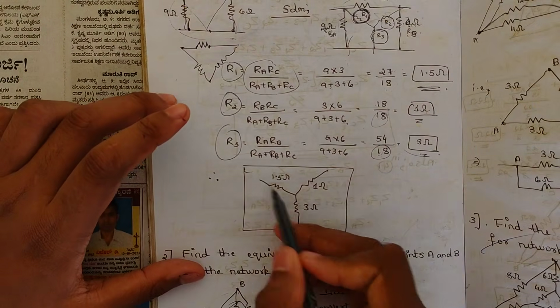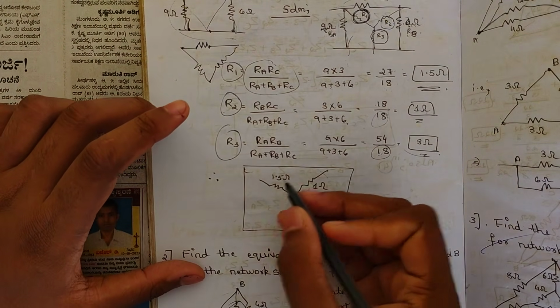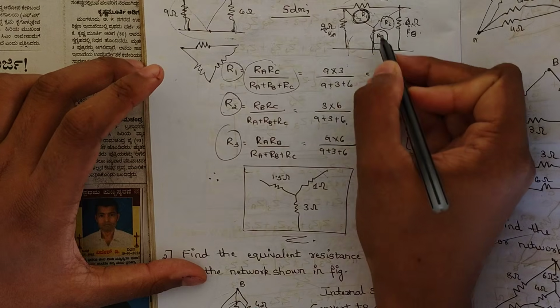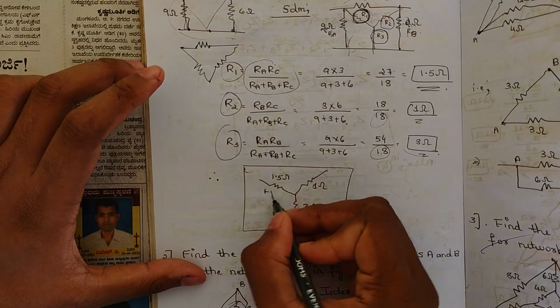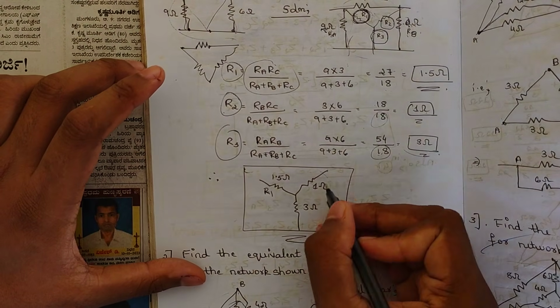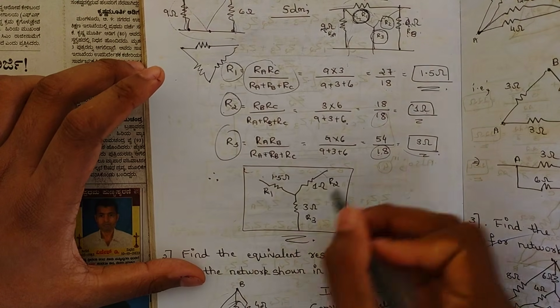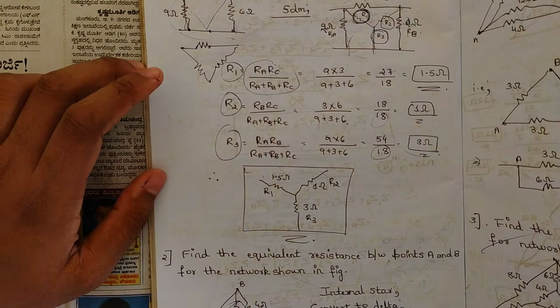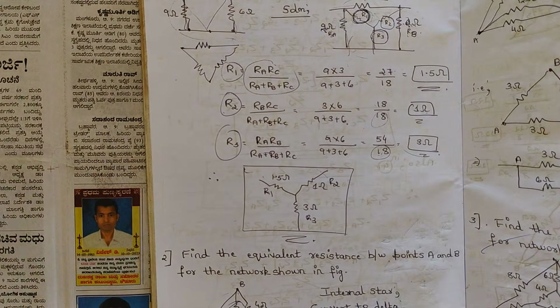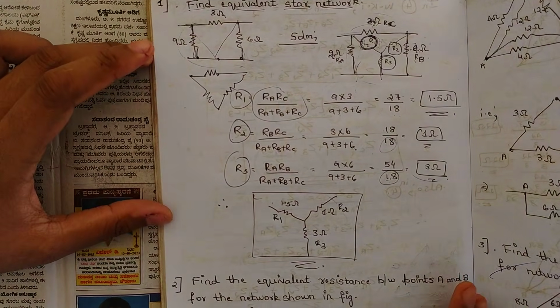At the end we should be drawing the equivalent star connection, and whatever resistances we have named here, this is R1, this is R2, and this is R3. Write the values of those resistances after calculation, then finally write the equivalent star network. Okay, hope you understood this problem.